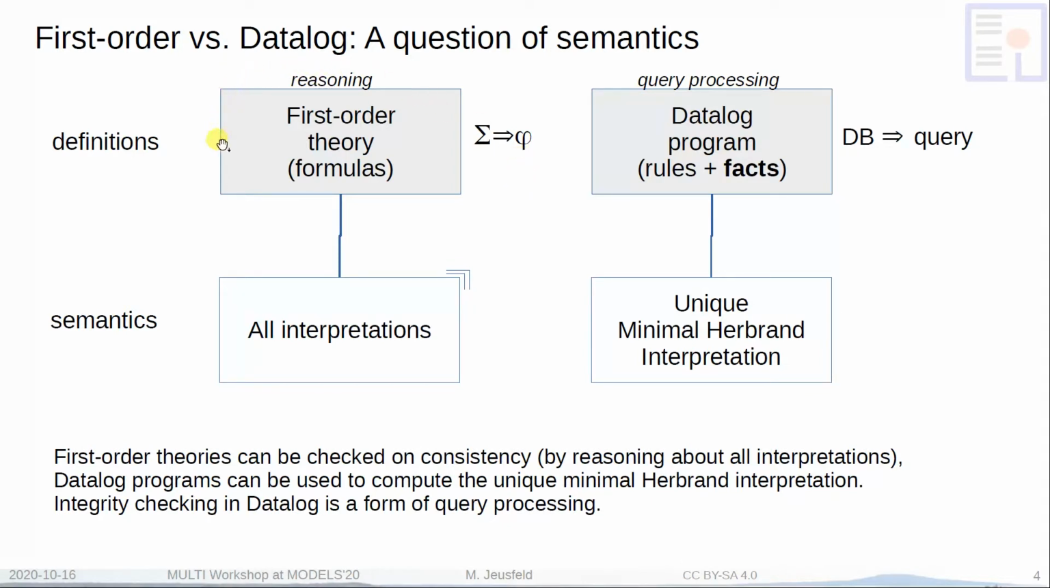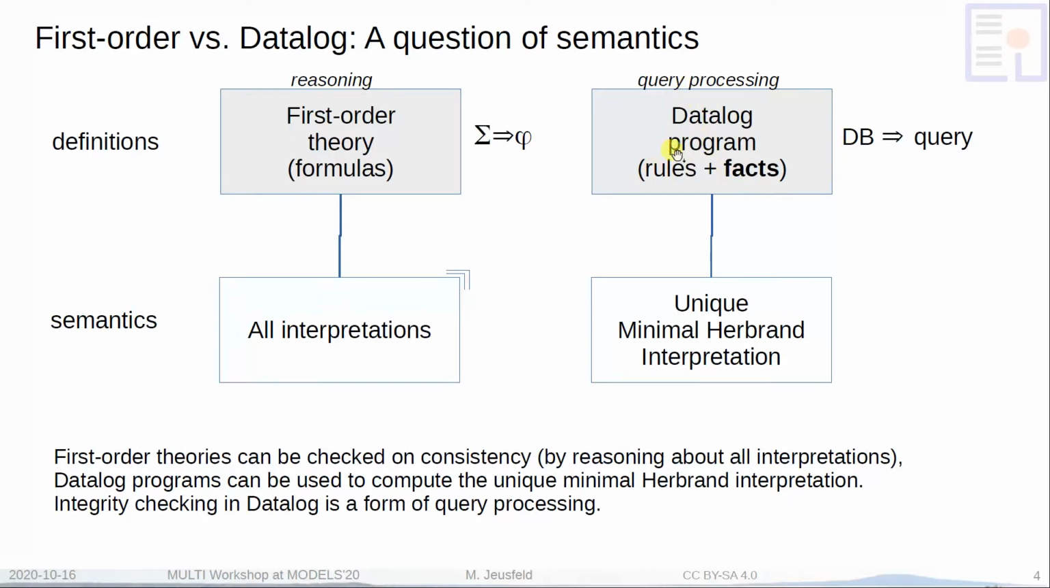So in first order theory you are more busy with reasoning, and the semantics is all possible interpretations, which are usually infinitely many interpretations. So the focus here is on the theory. In Datalog, the theory is called a program. It consists of rules and facts, and formally facts are just rules that have no body, so just a conclusion without any condition.